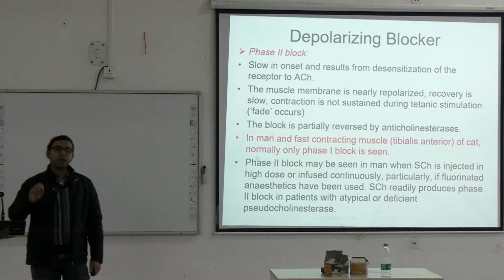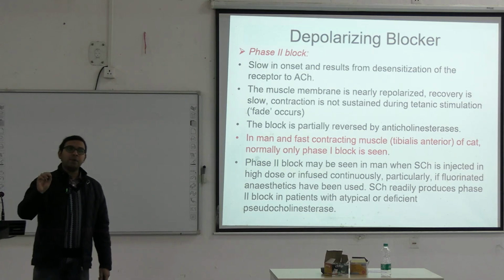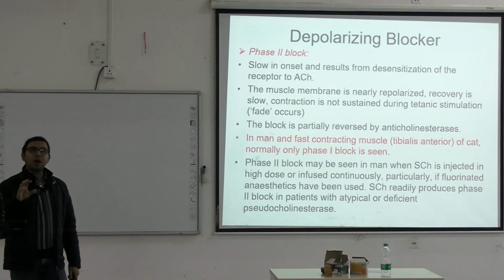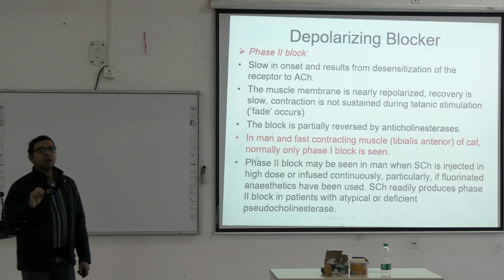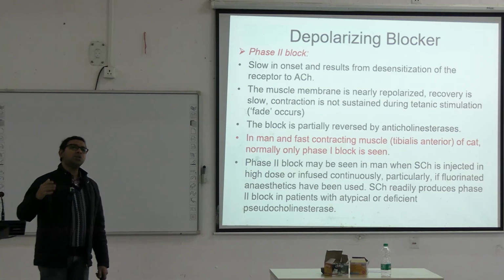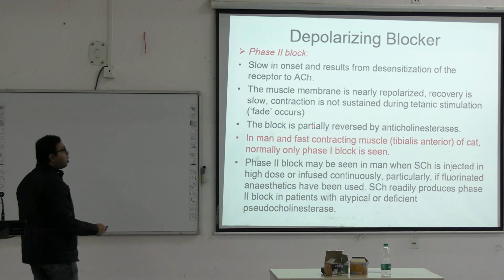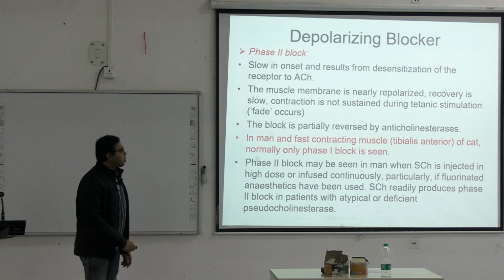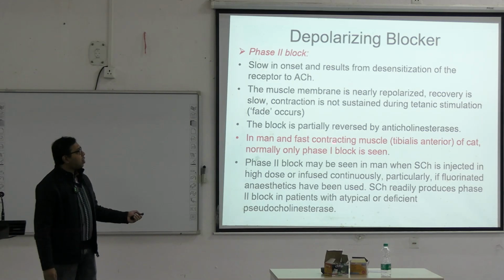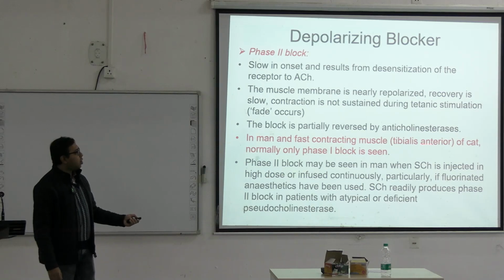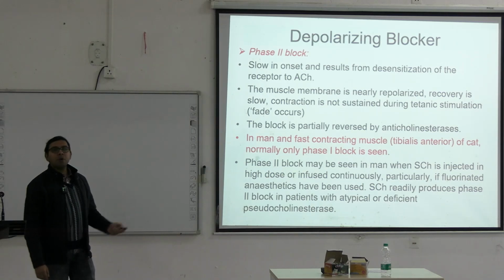Tetanic stimulation means a burst of electrical activity is given so that there will be rapid movement of the muscles. This tetanic stimulation is used to see whether the anesthetic practice is okay or not. The block is partially reversed by the anticholinesterases in man, and in fast contracting muscles like the tibialis anterior of the cat, normally only phase 1 block is seen.